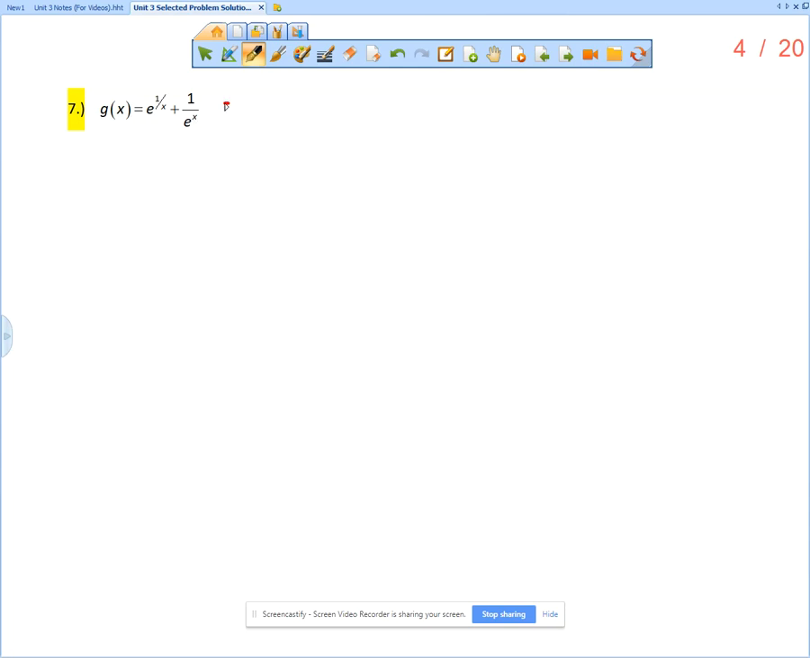So before I do that, I want to rewrite g of x. All right, so e to the 1 over x, you would rewrite that as e to the x to the negative first power, right? Remember, 1 over x is x to the negative first. But plus 1 over e to the x, that's actually e to the negative x. So when we take the derivative, we want to make sure we pay attention to that.